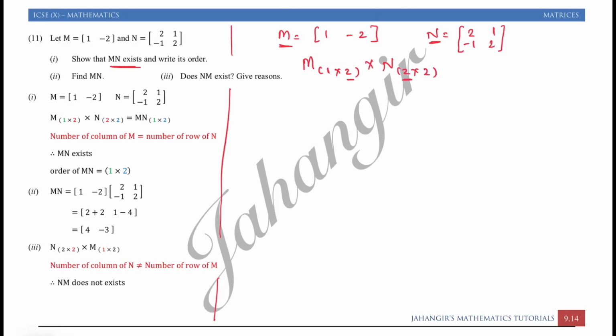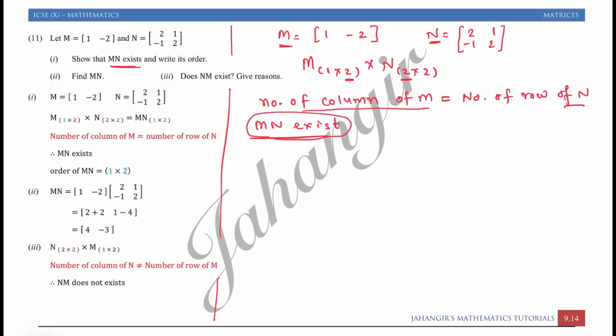So if the number of columns of M is equal to the number of rows of N, then I can say MN exists. MN can be multiplied. MN multiplication is possible. Now what we have to find is its order.